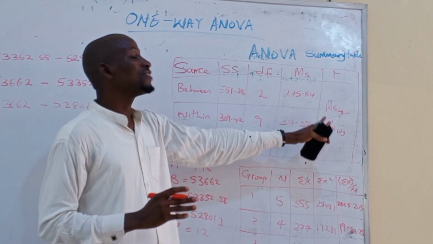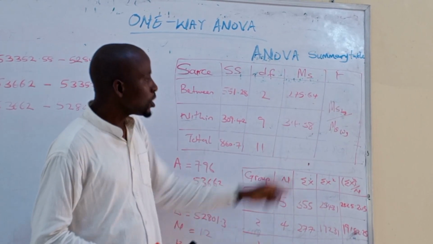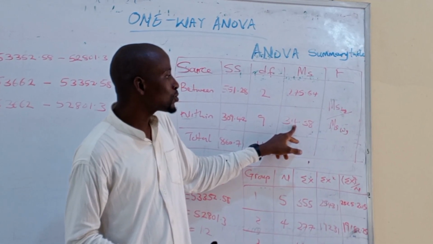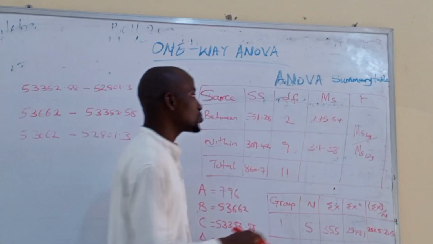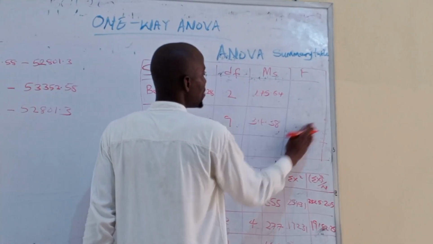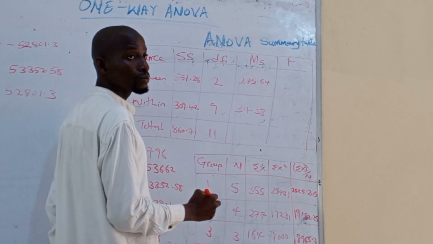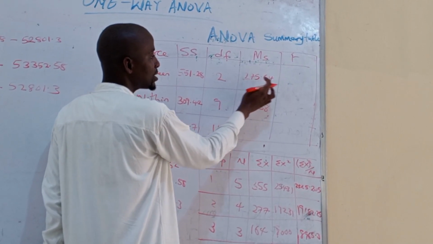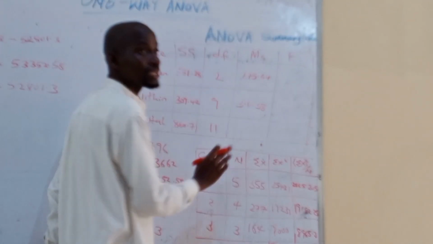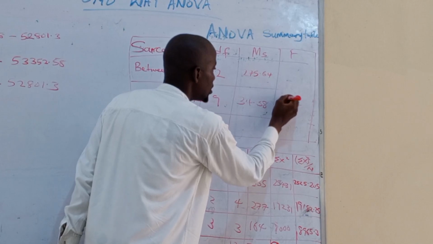Now let us go to the final. Why we are doing all this is our F value. For us to get our F value, it is mean of square between group divided by mean of square within group. So let us do that. 275.64 divided by 34.38, and that will give us 8.017.